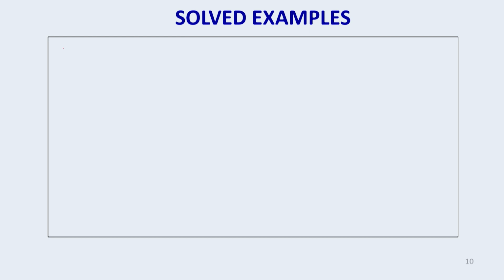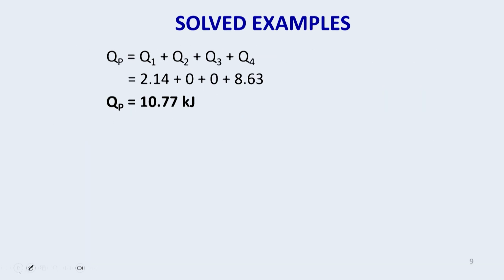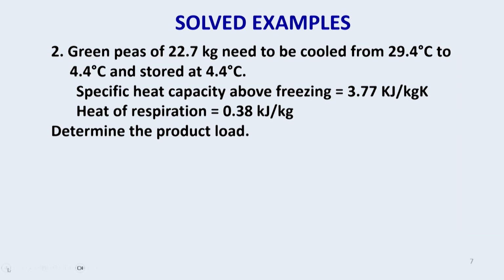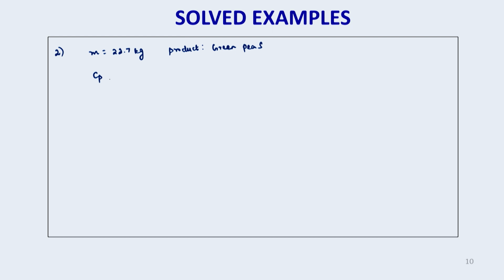So this is numerical question number 2. Mass is given, 22.7 kg. Product is green peas. So it is to be cooled from 29.4 to 4.4 degrees centigrade and it is stored at 4.4. Specific capacity above freezing is 3.77. This is the Cp value above freezing.